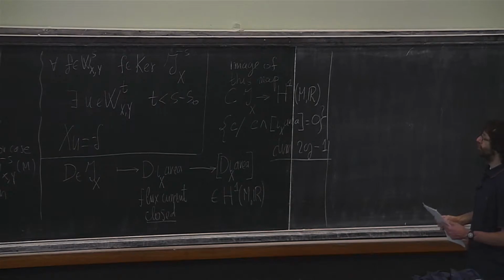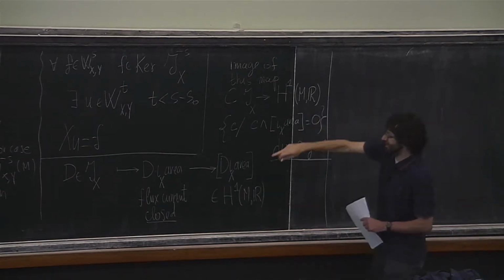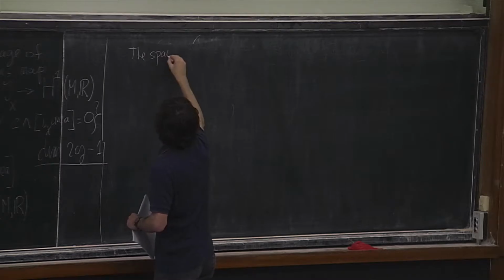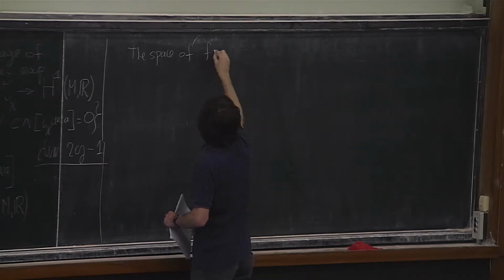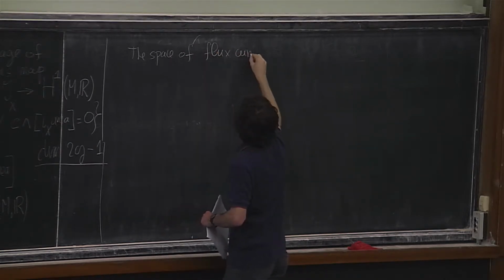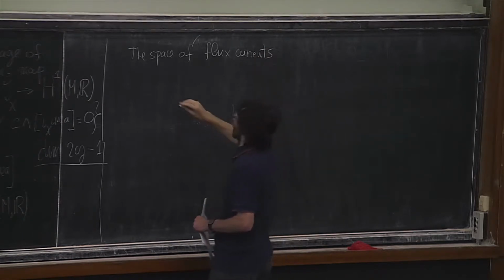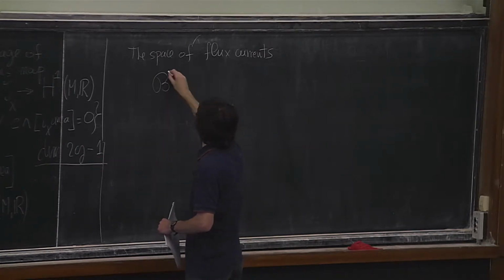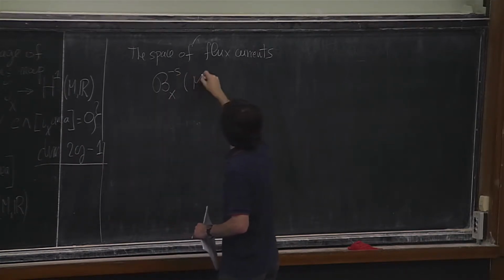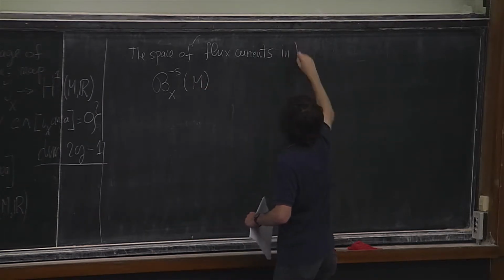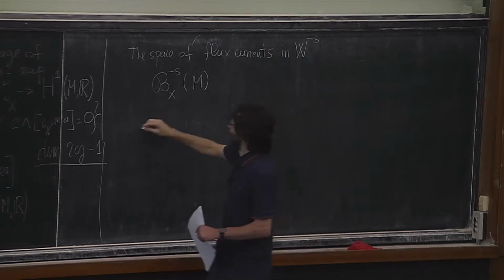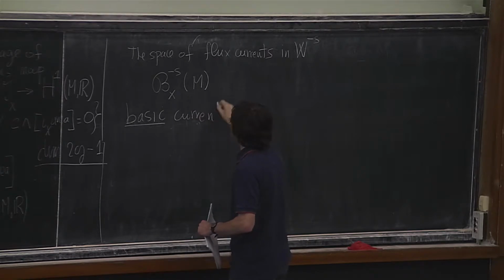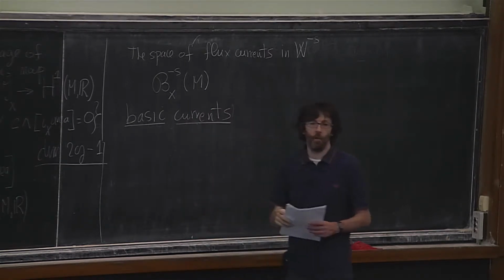It would be useful to consider the space of such flux currents. I can consider a certain regularity, and I denote it with B^{-S}_X(M). So this is the space in W^{-S}. The B stands for basic. So these currents are called basic.